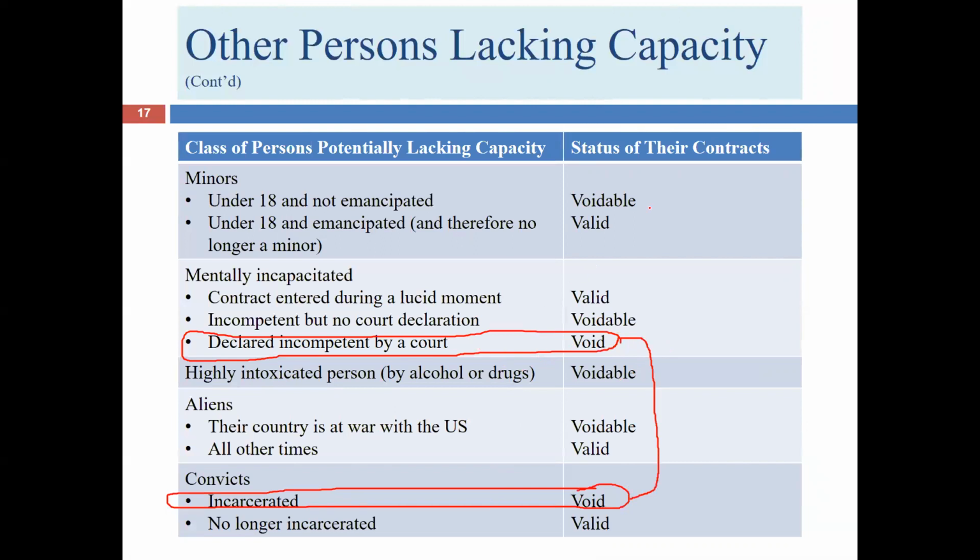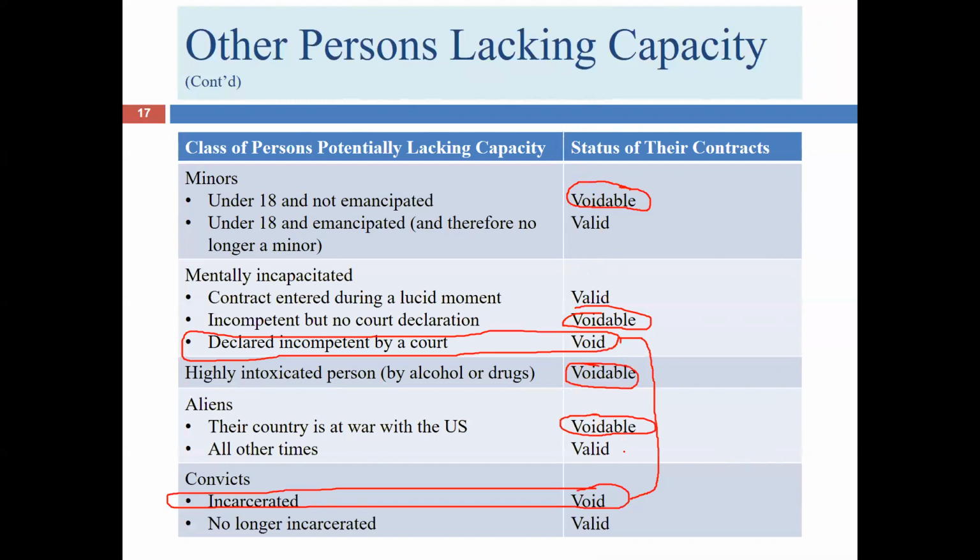The voidable ones are things that we typically don't have that kind of for sure, absolutely certain record. Under 18 and non-emancipated. Incompetent but no court declaration. This person is a resident or citizen of a country that is at war with the U.S. A highly intoxicated person, but again, there's no court order about it. And so you can see there's a little bit of doubt about some of these situations.